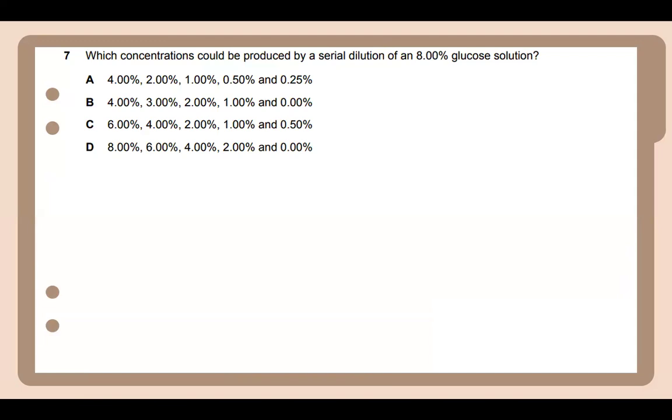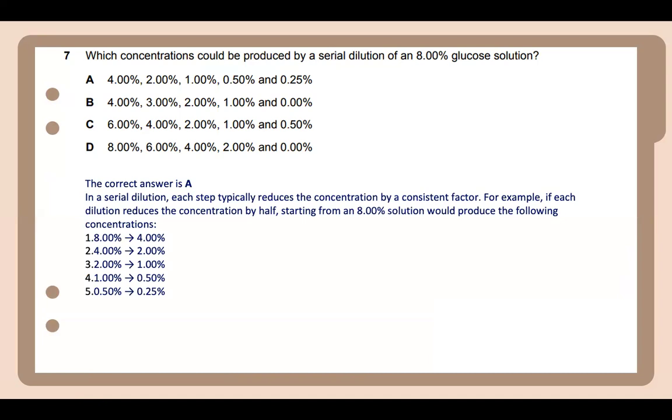Which concentrations could be produced by a serial dilution of 8% glucose solution? The correct answer is A because in a serial dilution, each step typically reduces the concentration by a consistent factor. For example, if each dilution reduces the concentration by half, starting from 8%, the solution would produce the following concentrations: 8% reduced to 4%, 4% reduced to 2%, 2% reduced to 1%, 1% reduced to 0.5%, and 0.5% reduced to 0.25%.